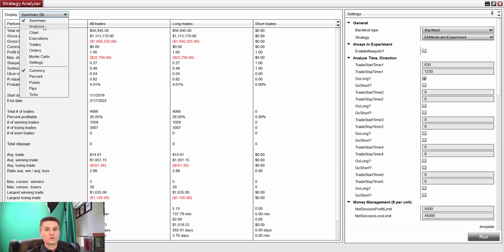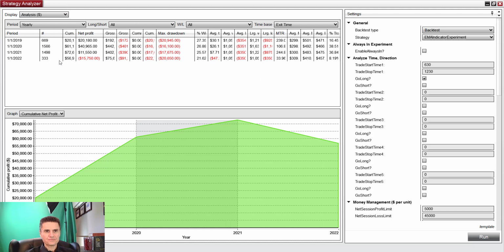We increased it, so it's a 1 to 3 risk to reward, 70 tick stop, 200 tick profit target. So here we go, 20,000 max drawdown in 19 and 20, 16,000, 21, 17,000, 22, still bad, 15,750.